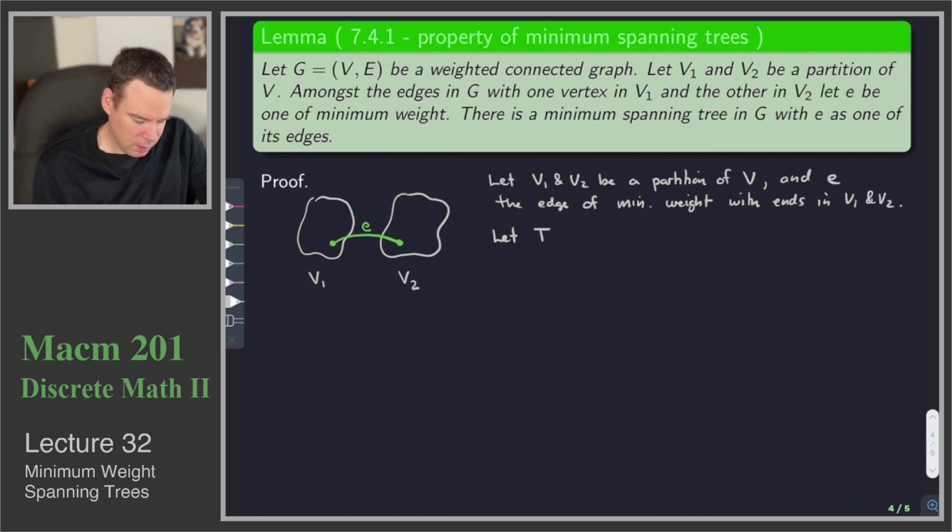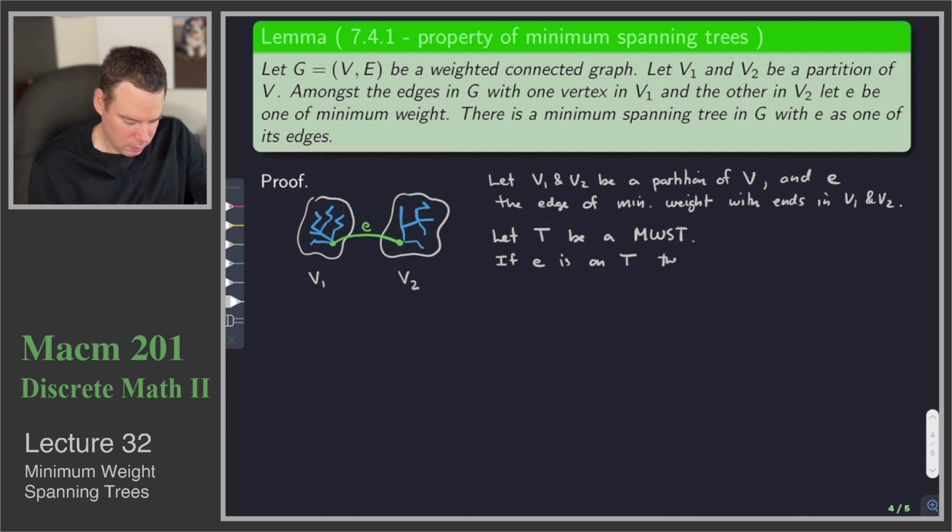So what we'll do is we'll let T be a minimum weight spanning tree. Now I don't know if T uses E or not, but I will show that if it doesn't, I can always find a minimum weight spanning tree that does use E. So let T be a minimum weight spanning tree, and just for the purposes of getting a visual of this, maybe this is what our spanning tree looks like. I just have to make sure I draw it so there's no cycles introduced. If E is on T, then we are done, because E is on the minimum weight spanning tree. So we are in the case otherwise.